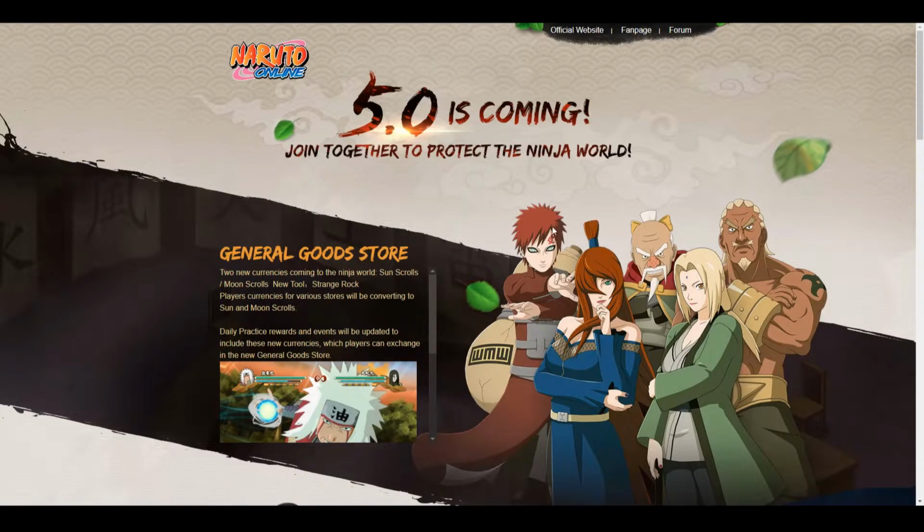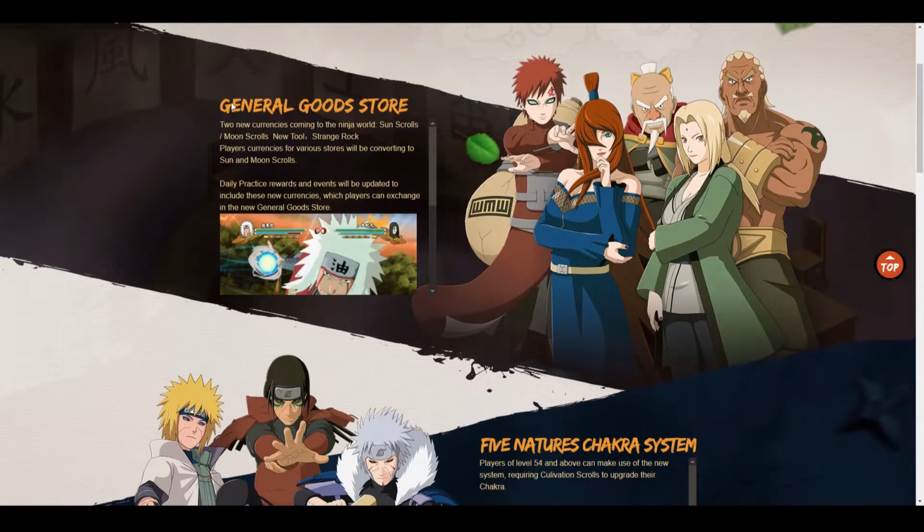5.0 is coming. Join together to protect the ninja world. General goods store. Sorry, two new currencies. So the two new currencies will be the Sun Scrolls and the Moon Scrolls. New tools is the Strange Rock. Clear currencies from various shops will be converting to Sun and Moon Scrolls.